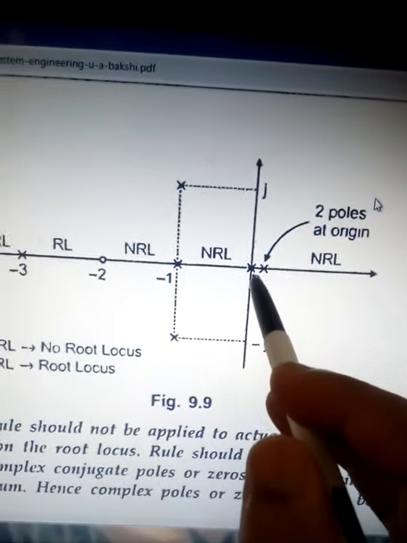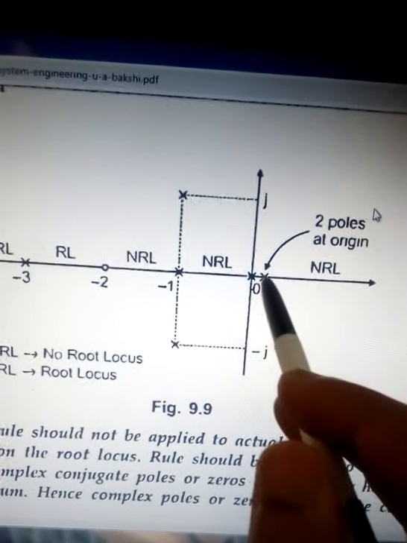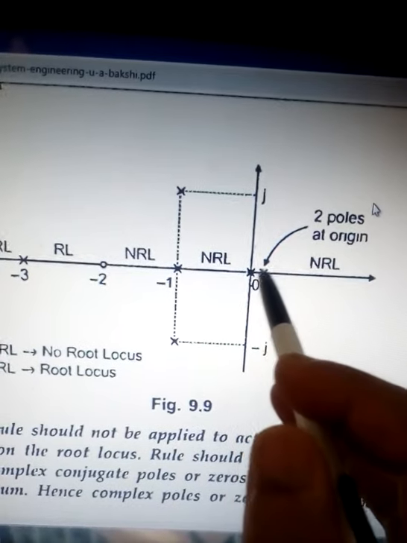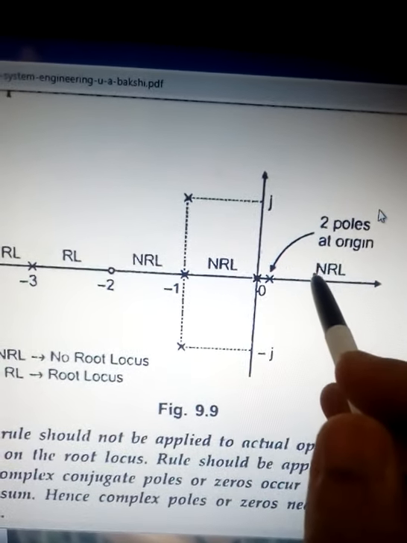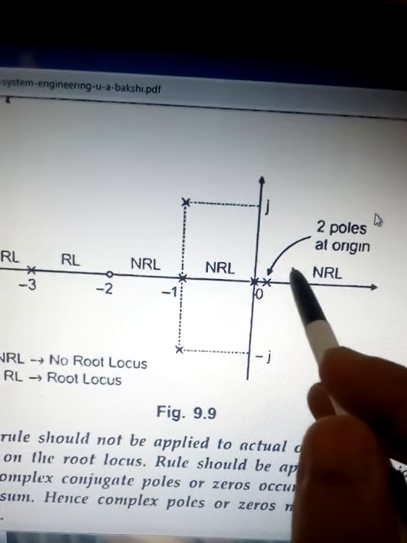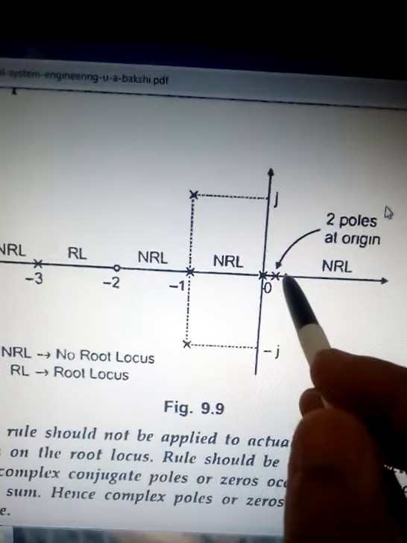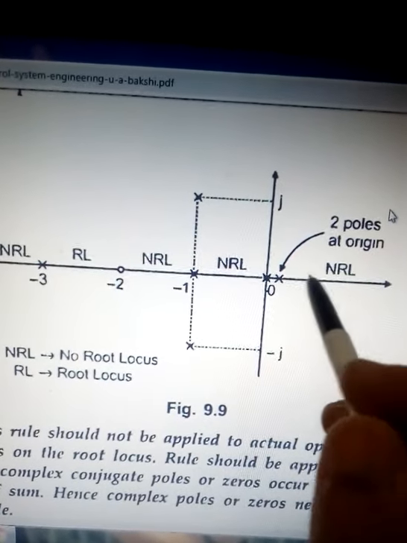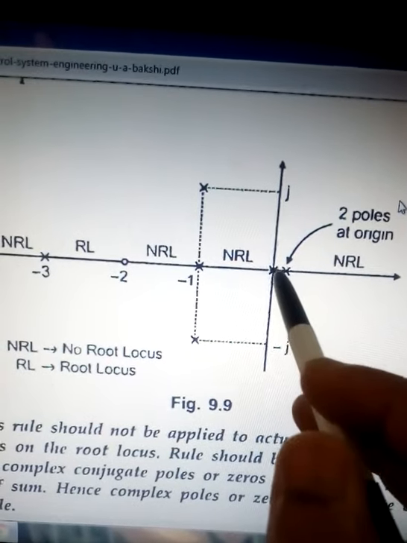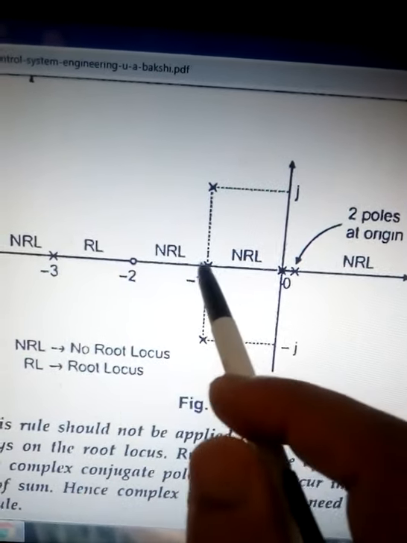I'll stand at this point, s equal to 0, and I'll check my right hand side. If I check the right hand side, I cannot find any poles or zeros. So the count is 0. It's even, so no root locus on the positive real axis. Now I need to check the root locus between 0 and -2.